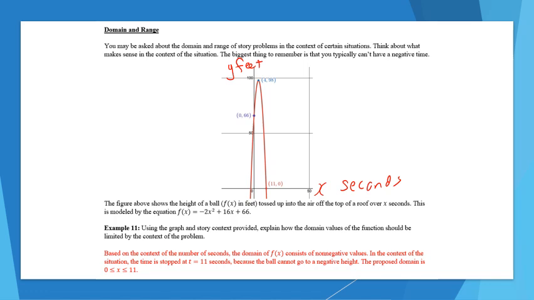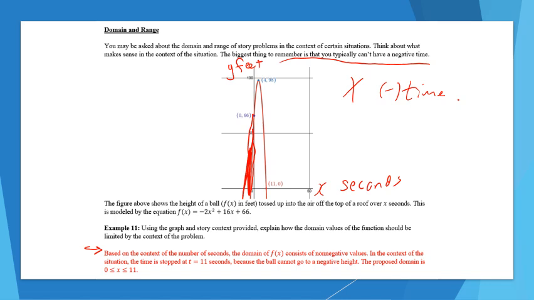So based on the context of this problem, the domain of f consists of non-negative values. What this means is we want to exclude any point where t is less than 0, because it doesn't make sense. You can't have negative time. That's the biggest thing to remember: you cannot have a negative time value. So here, this is good. We address that you can't have a negative time value.